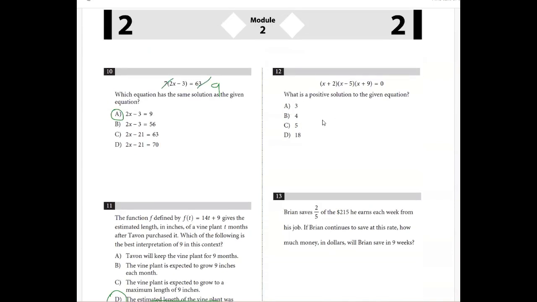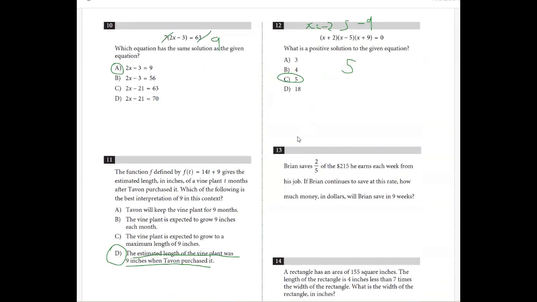12. What is a possible solution to the given equation? I can see a 5 here because we have -2, 5, and -9. When x is equal to these values, y is equal to 0. So we're looking for a positive one, so C is the correct answer.